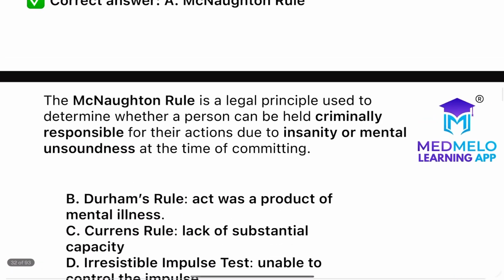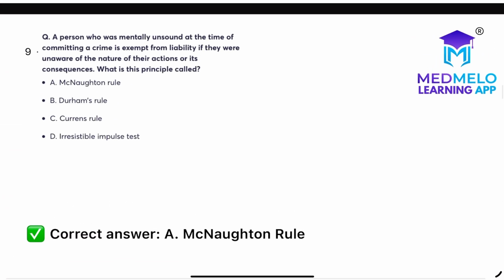So the answer to the question is McNaughton's rule. That is, the person who was mentally unsound at the time of committing a crime is exempt from the liability if they were unaware of the nature of the actions or its consequence, because of the mental unsoundness. This principle is called McNaughton's rule.